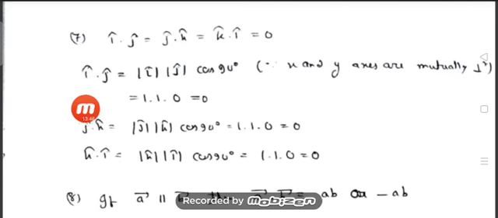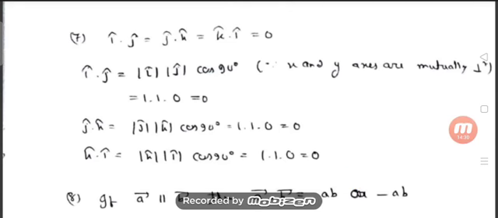Let us prove it. i cap dot j cap, by using the dot product, will be modulus i cap, modulus j cap, cos of the angle between them, which is 90 degrees. Why 90? Because these are the unit vectors in the direction of the x-axis and y-axis, and we know the x-axis and y-axis are mutually perpendicular. So the angle between them is 90 degrees. And this is equal to what? The magnitude of i cap is 1 because i cap represents a unit vector. So 1 into 1 into cos 90, which is 0. So the calculated value is 0. Similarly, j cap dot k cap can be done as modulus j cap, modulus k cap, cos of 90 degrees, which is equal to 1 into 1 into 0, equal to 0. Like that, k dot i also.